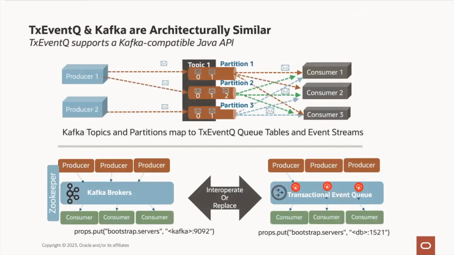How is this possible? Well, transaction event queues and Kafka have similar architectures. So when you use transaction event queues with Kafka APIs, the Kafka topics and partitions map directly to transaction event queue partition queue tables and event streams. Developers can build applications using either Kafka APIs or transaction event queue native APIs in order to use the transactional message broker built into the database. Let's go into further detail.